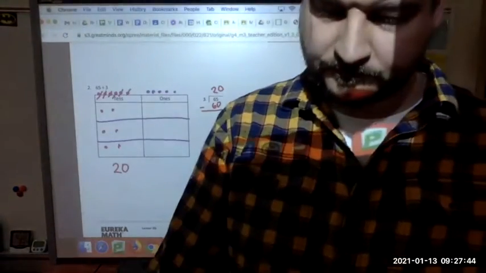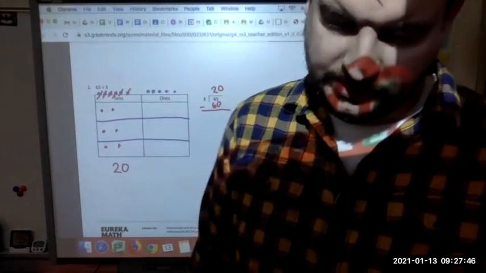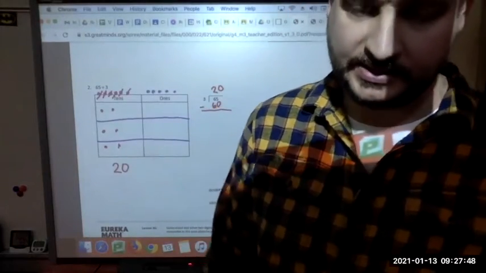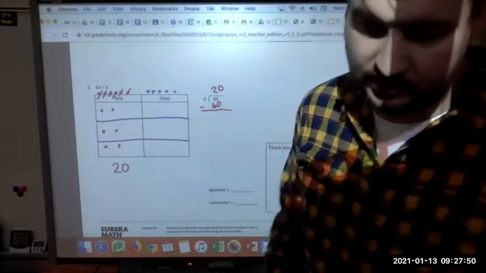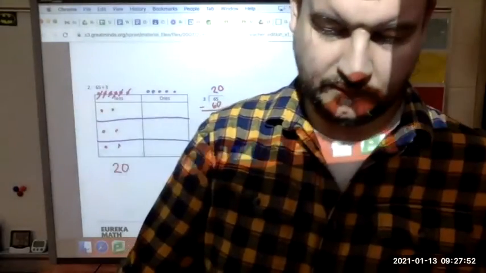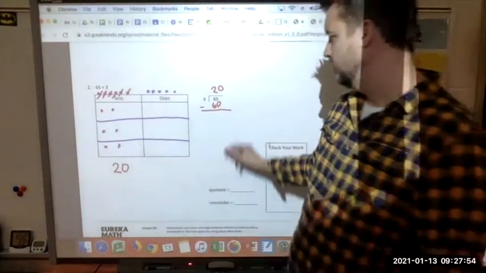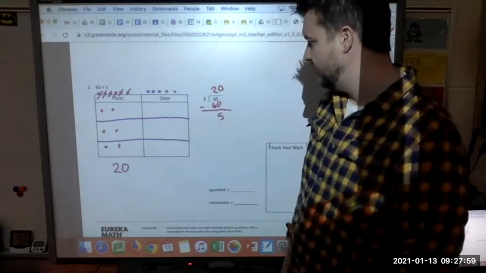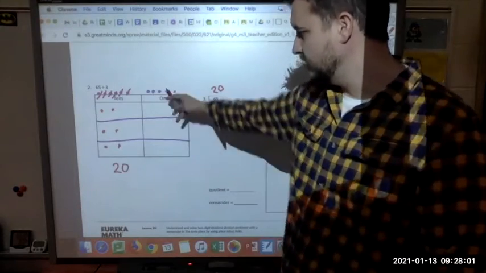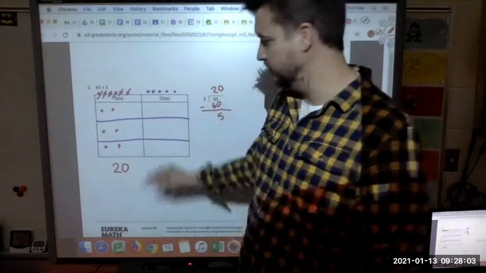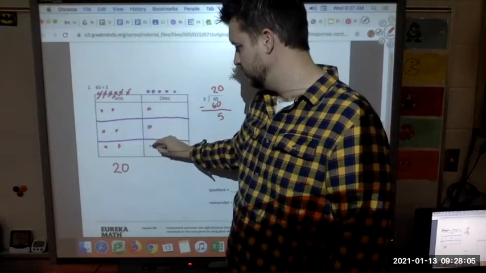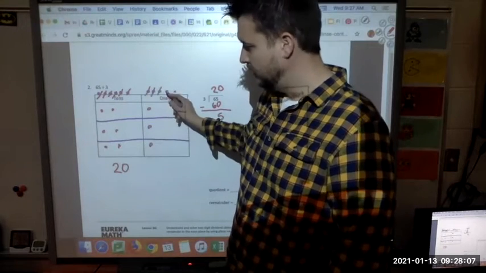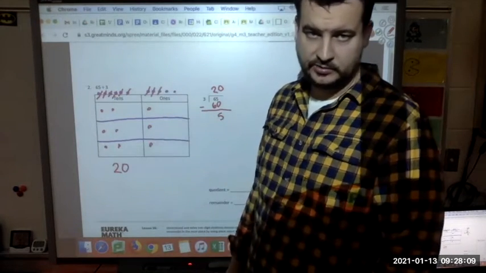65 minus 60 would be 5, right? So 5 left over. So I've got to come over here. I've got 5 ones, so I've got to fair share those. 1, 2, 3. And I have 2 left over because I can't share those.